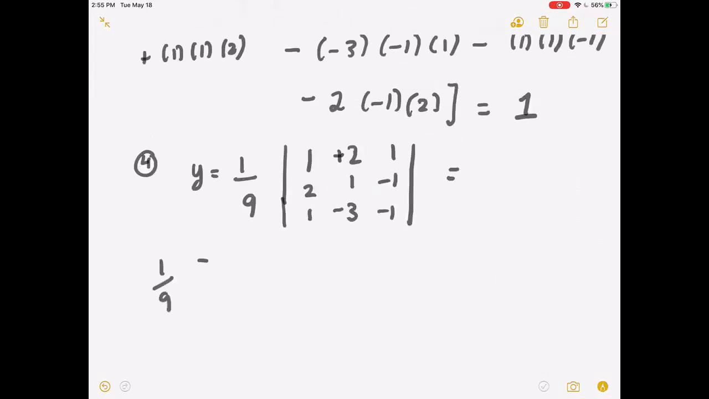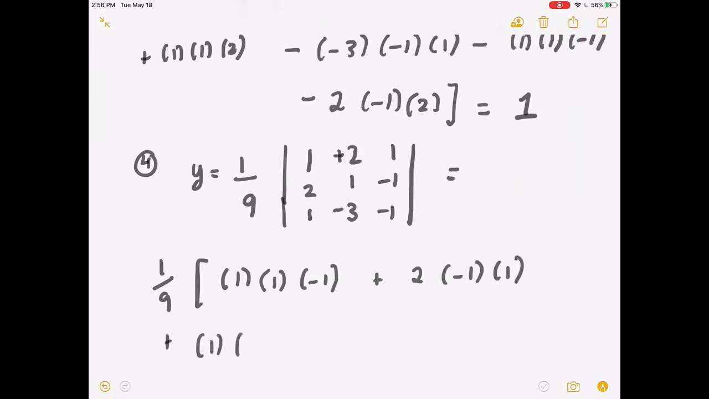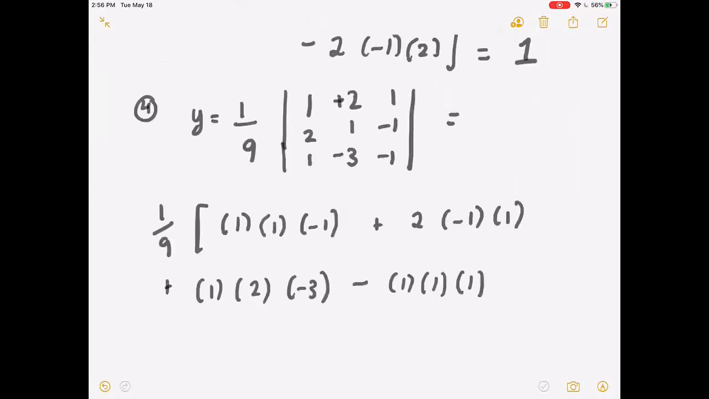So that's 1/9. You may be proficient enough to do this in your head at warp speed. I'm not. Spell it out. Take the time. 1 times 1 times minus 1 plus 2 times minus 1 times 1 plus 1 times 2 times minus 3. Forward terms, backward terms, minus 1 times minus 1 times 1 times 1 times 1 times the minus sign. I wrote it correctly.